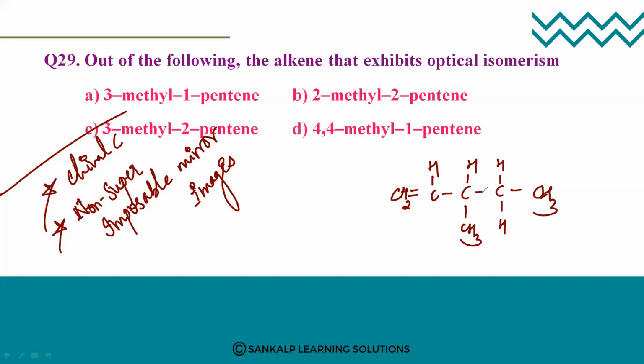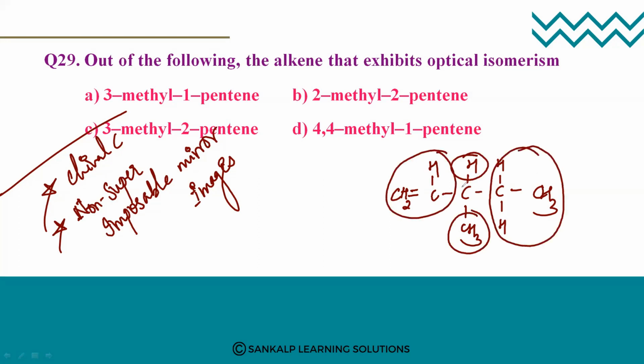Okay. So this is the alkene which is exhibiting optical isomerism. For optical isomerism, it should have a chiral carbon. Just see which is having a chiral carbon. So this carbon we'll check: this is the first, this is the second atom, this is third, and this is fourth one. Yes, all the four groups are different. So this condition is satisfied.